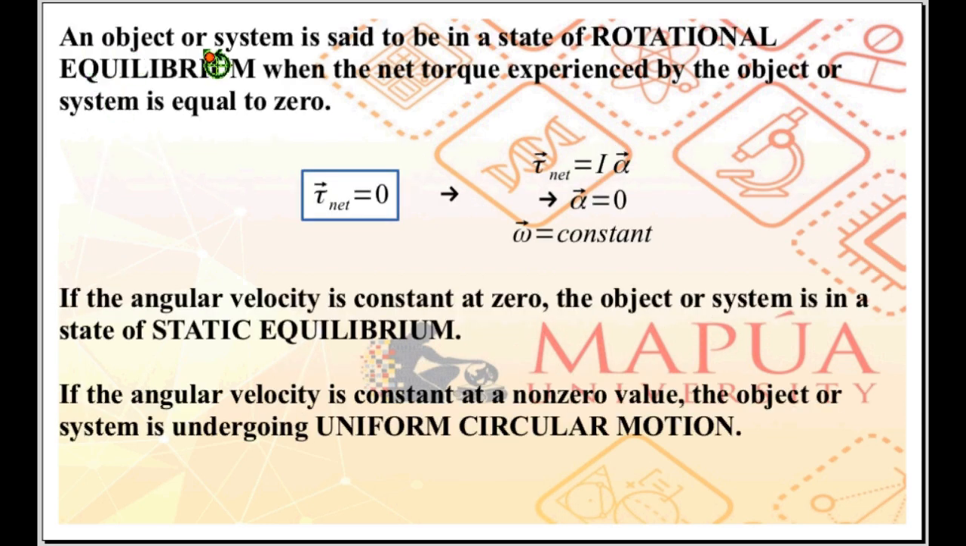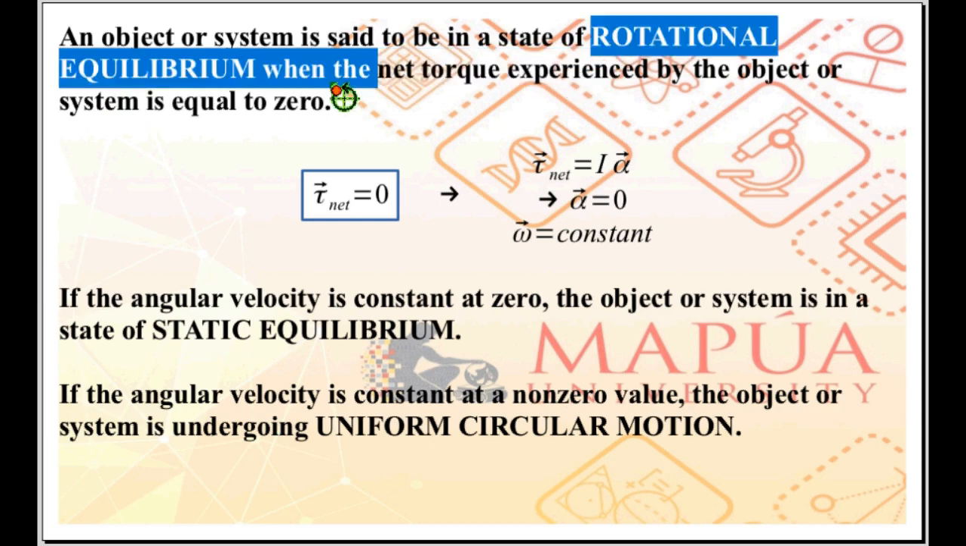For angular motion, we have the second condition of equilibrium. An object or system is said to be in a state of rotational equilibrium or angular equilibrium when the net torque experienced by the object or system is equal to 0. Net torque is equal to 0. This is the second condition of equilibrium. And net torque, the second law of motion for rotational motion, is net torque equals I alpha, wherein we set the moment of inertia I to constant.